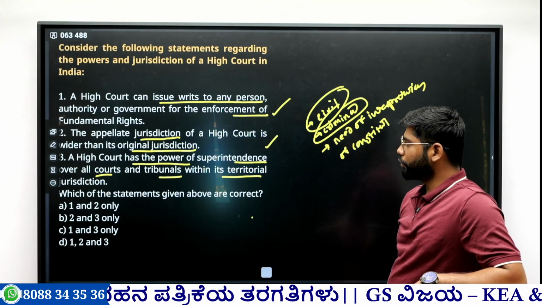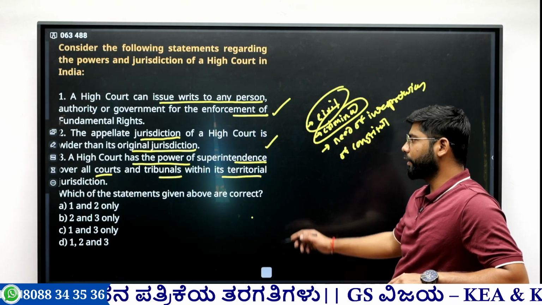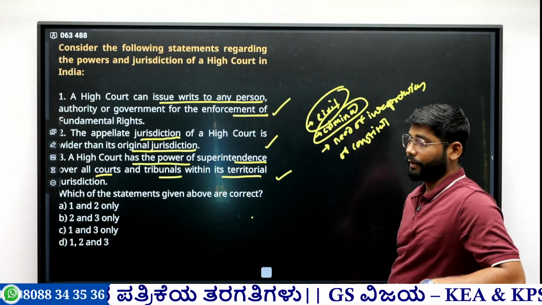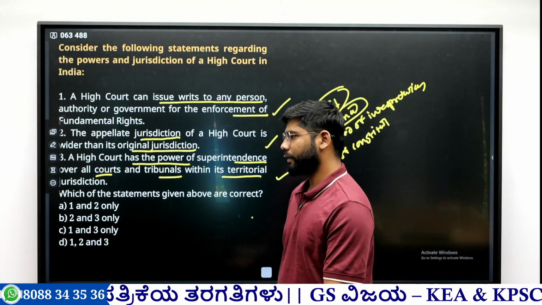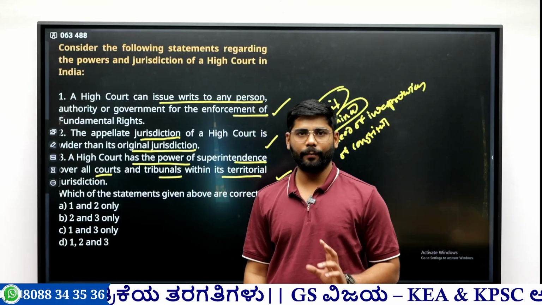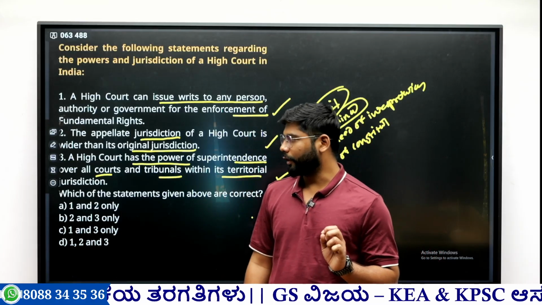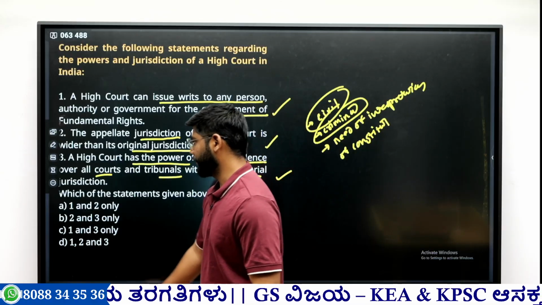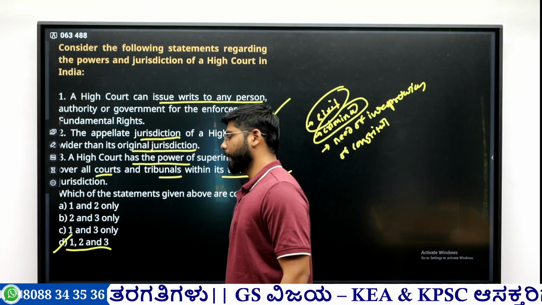Then the High Court has power to superintend over all the courts and tribunals within its territorial jurisdiction. Yes, they have that power. This was laid down by one of the cases that happened in 1991. So let me know the name of the case in the comment section. So D is the correct option here.